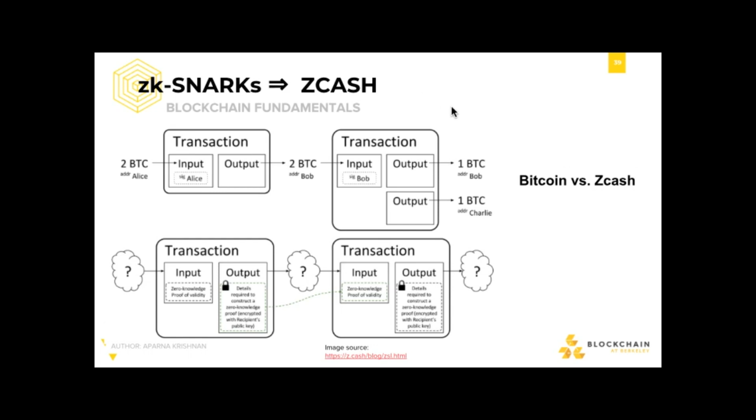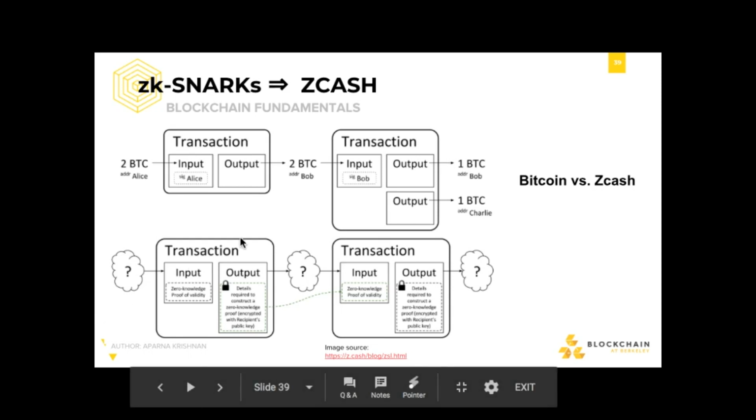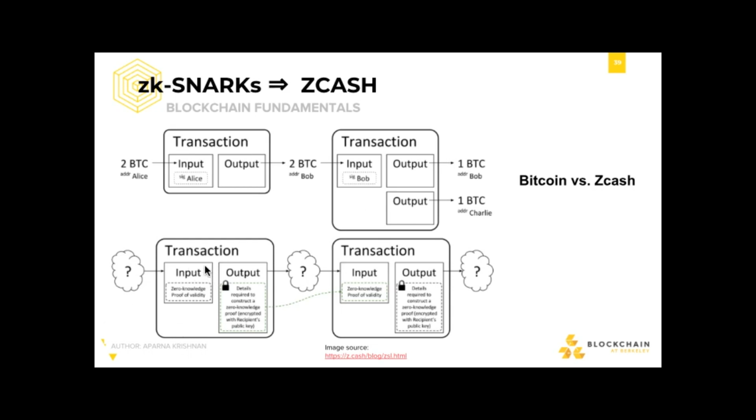Now in ZCASH, instead of an input, you put in a zero-knowledge proof of validity. So what that means is Alice, instead of sending her transaction as an input, sends a proof that she has enough funds in her account and she owns the Bitcoin as an input. And now her output is basically all the parameters that Bob would need to create such a proof at a later point of time.